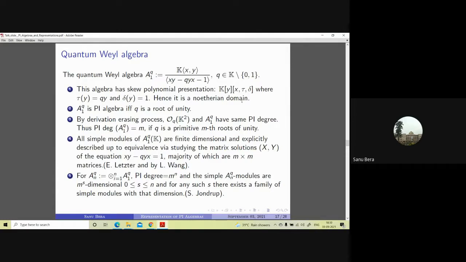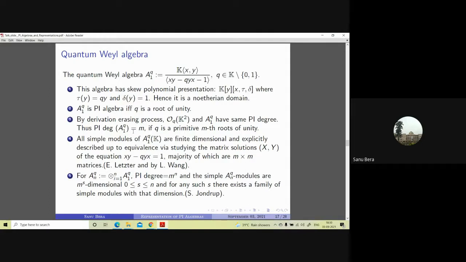And the PI degree, what will be the PI degree? Here there is a derivation erasing process. I have not mentioned that, but this derivation erasing process gives us that the PI degree of a quantum Weyl algebra is the same as the PI degree of a quantum plane, because we remove that derivation from the algebra under certain restrictions, but all the hypotheses are satisfied by the quantum Weyl algebra. We remove that derivation from the algebra, then this algebra becomes a quantum affine space. And if q is a primitive m-th root of unity, then this PI degree will be exactly m.